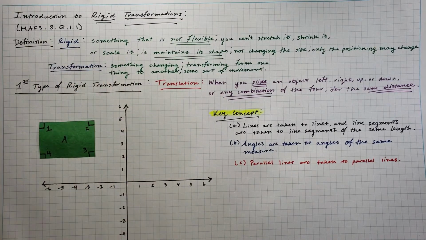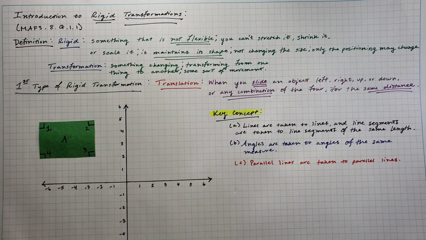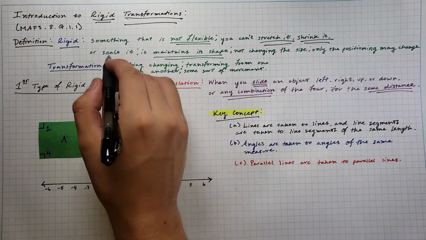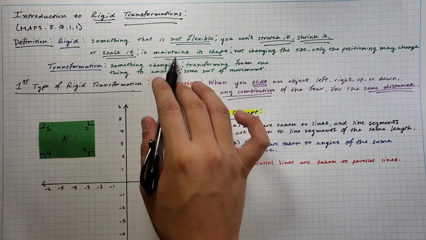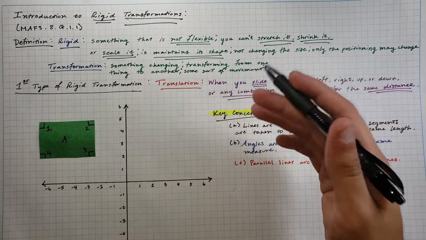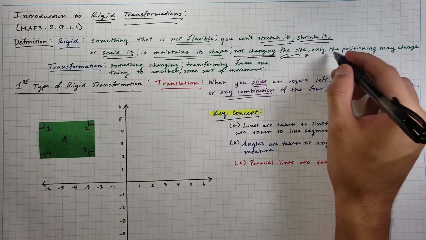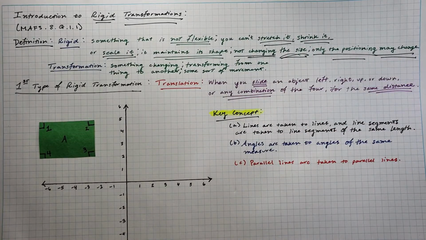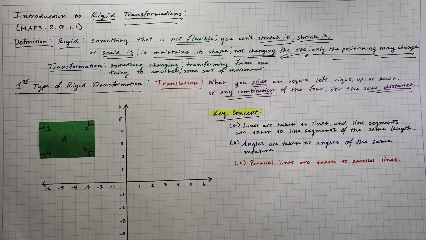So let's start off by defining rigid. What does it mean to be rigid? Well, rigid is just something that is not flexible. Right, so you can't stretch it. Okay, you can't shrink it. Okay, or scale it. That means make it larger or make it smaller. So rigid means it maintains its shape. So the shape of the figure or the object doesn't change. We're not changing the size. We're only going to be changing the position of the object. All right, that's all rigid's going to mean.